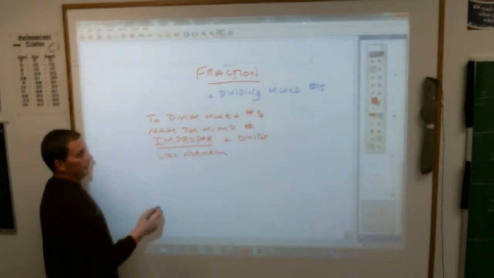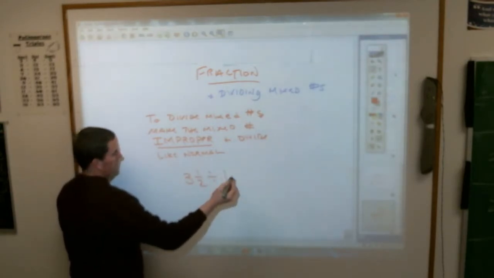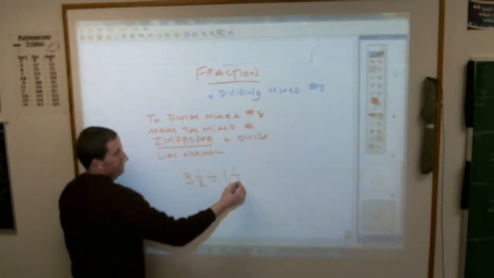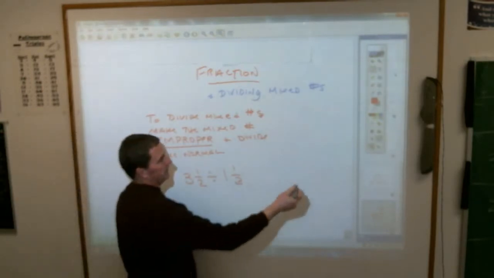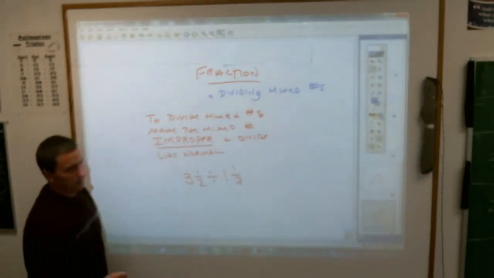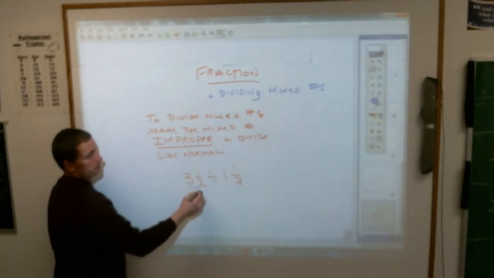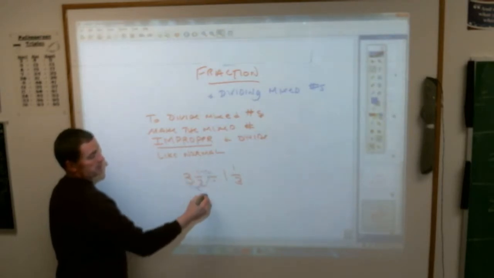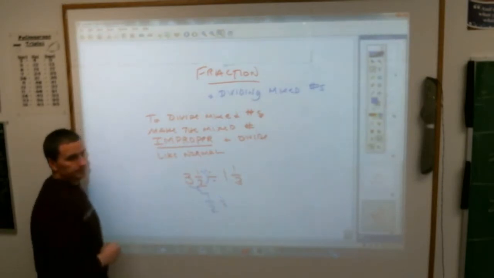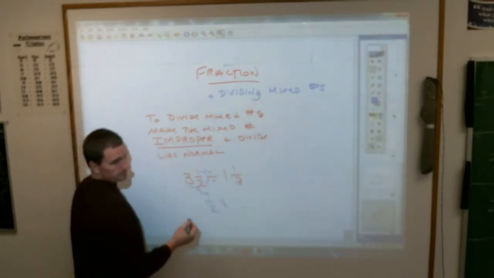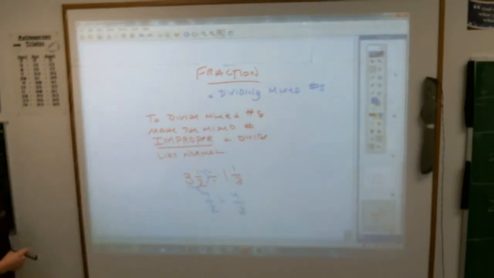Which means this: if you have 3 1/2 divided by 1 and, I don't know, 1/3. Simply put, you just change those to improper. How do we make mixed numbers improper? We've done that before, have we not? 3 times 2, which is 6, plus 1 is 7/2. What is 1 1/3 improper? Jenna? 4/3. Now we're still not done, because how do we divide by fractions?